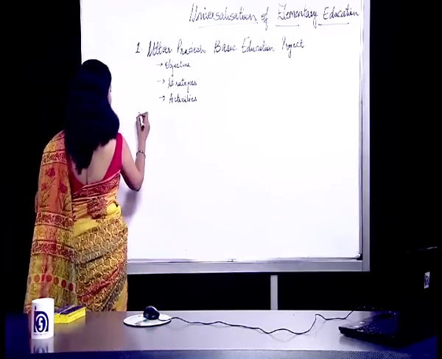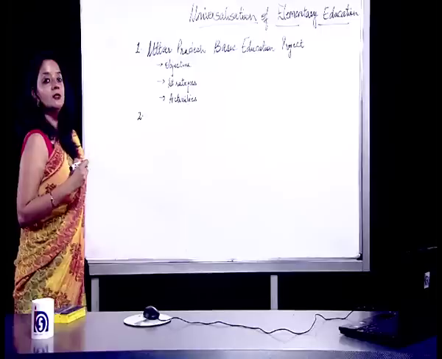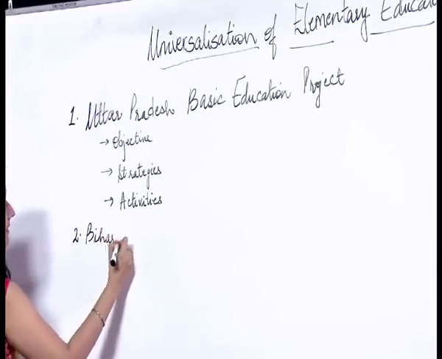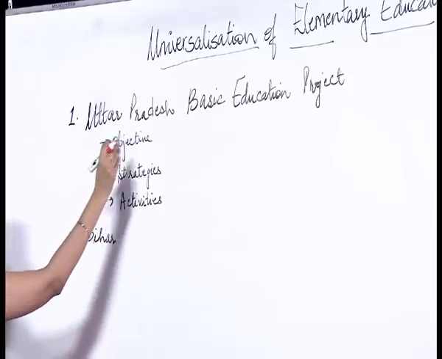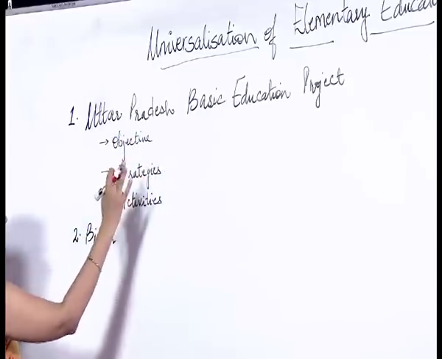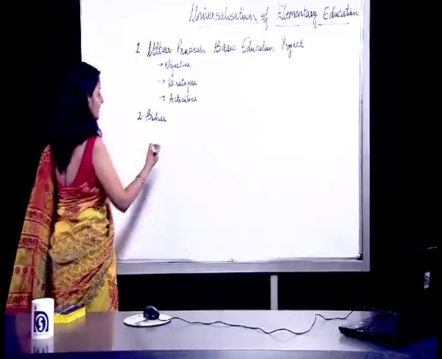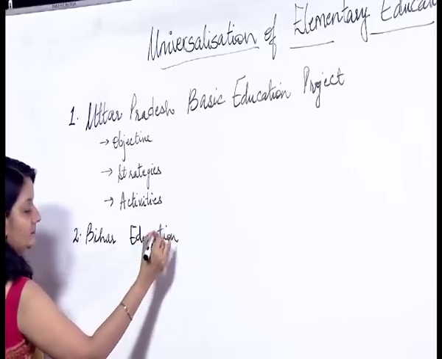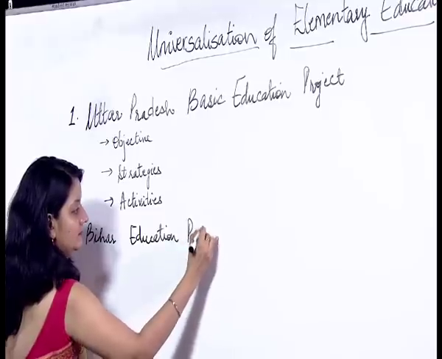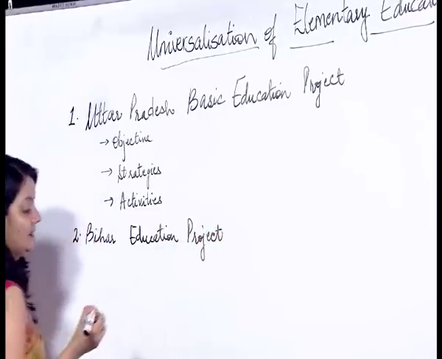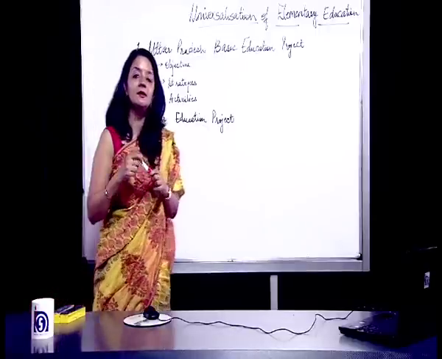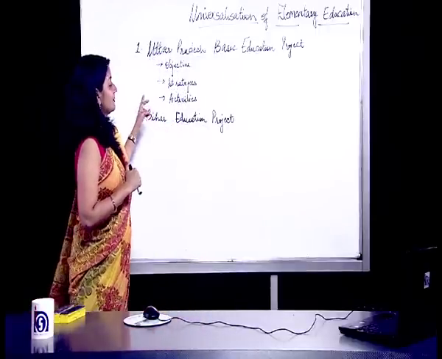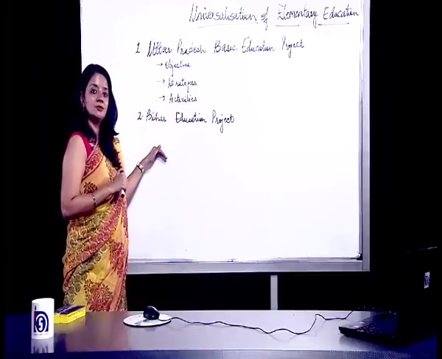Now the second one is the Bihar Education Project. Again we will study it under these 3 heads: what was the objective, what is the strategy, and what are the activities that were designed. So, Bihar Education Project. Now, Bihar education, as the name suggests, again, it is related to the state of Bihar in India. The first one was related to Uttar Pradesh, second one is related to Bihar.